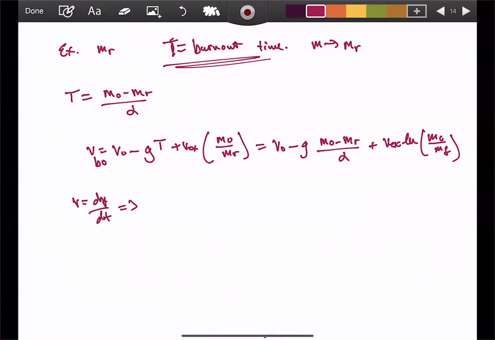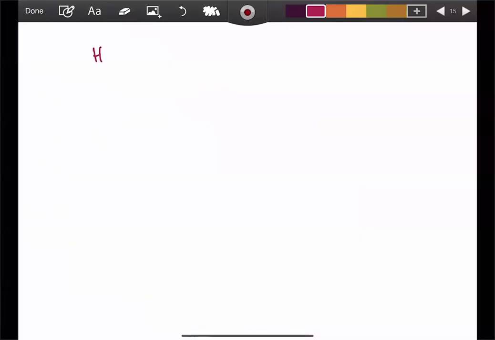Using our separation of variables, this means that the height, y, is going to be equal to the integral of the velocity integrated over time from my initial time to my final time, or in this case, I'm saying y initial is simply equal to 0. So let's plug all this stuff in. First of all, what we want is the height at burnout. Let's call that h burnout.